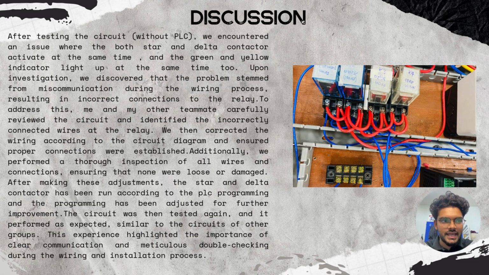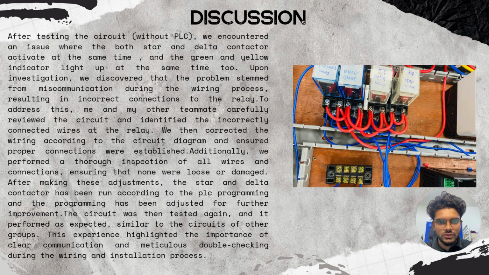So here's our discussion and the diagram we have here. After testing the circuit without a PLC, we encountered an issue where both star and delta contactors deactivate at the same time and the green and yellow indicators light up at the same time too. From the investigation, we discovered that the problem stemmed from miscommunication during the wiring process, resulting in incorrect connections where the relay had been connected to the wrong components. To address this, my teammate and I carefully reviewed the circuit and identified incorrectly connected wires at the relay. We then corrected the wiring according to the circuit diagram and ensured proper connections were established.